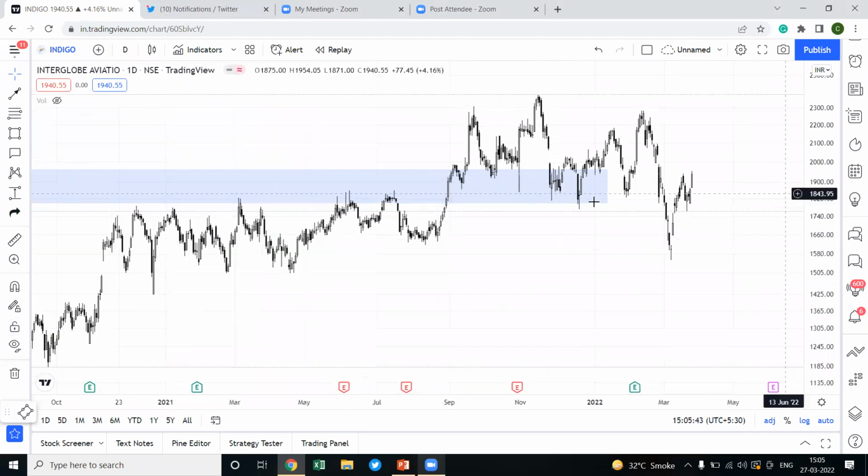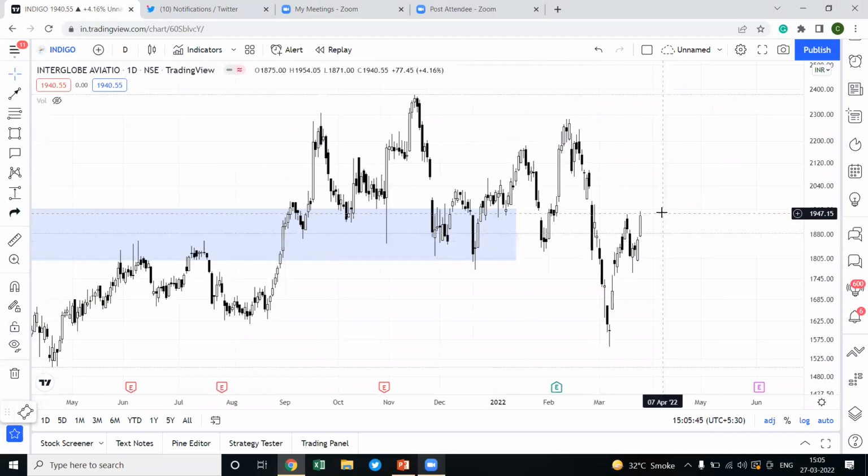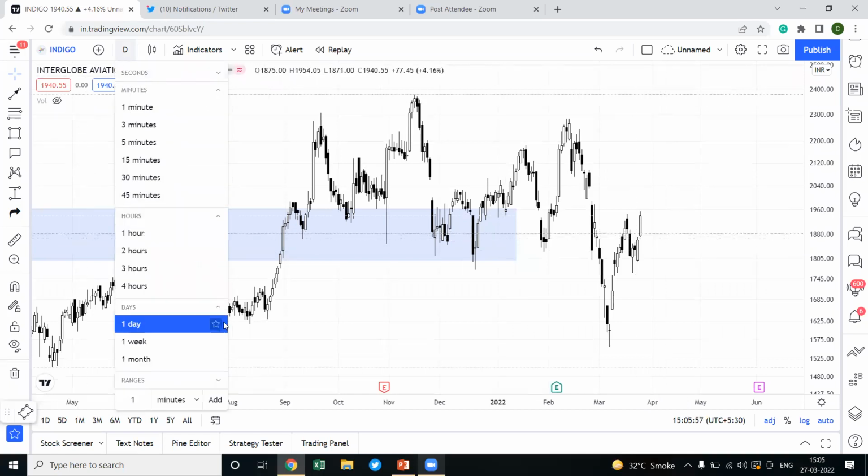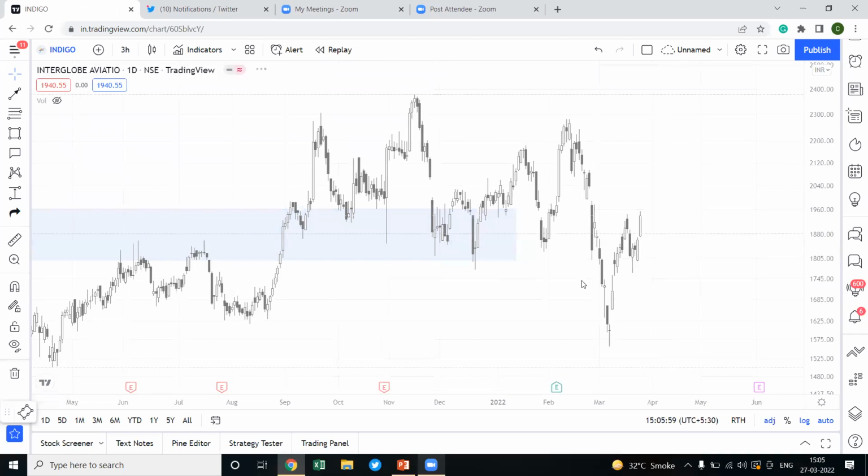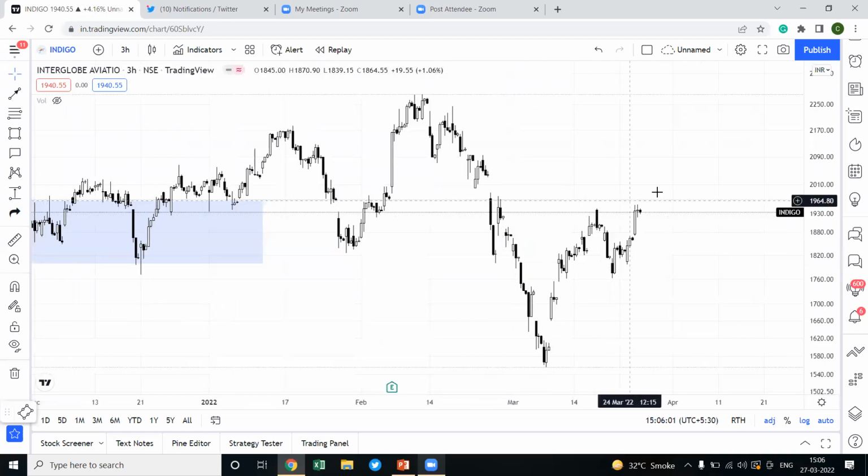On Indigo, if it gaps up, it doesn't make sense to buy the stock on a gap up. But if you can get an entry near the 1900 levels, then it should be a good entry point, because you can see the trend has been changing. You can see a cup and handle formation as well, and it can take support near the 1870, 1880 marks.